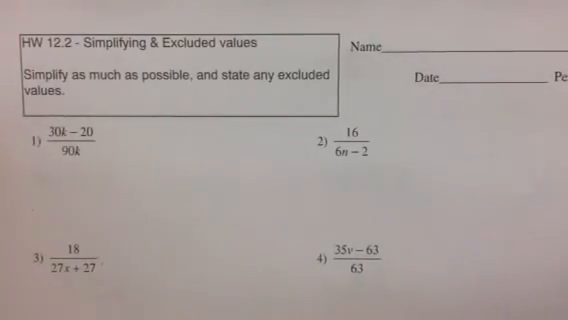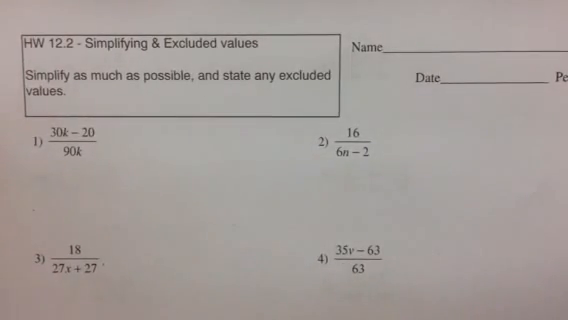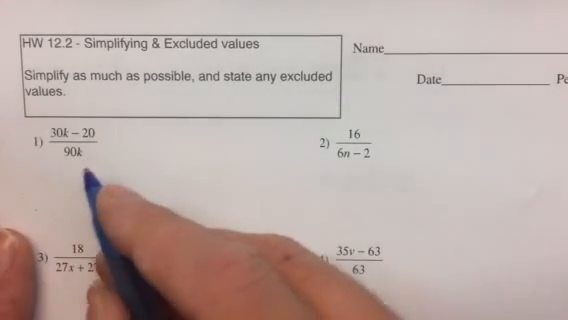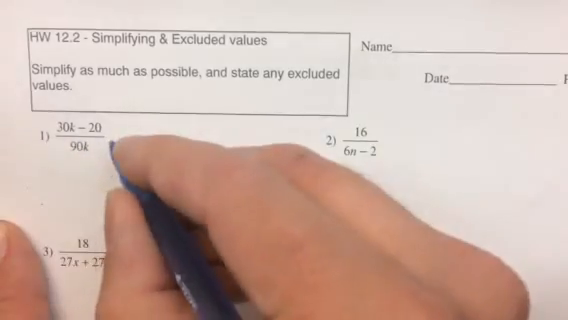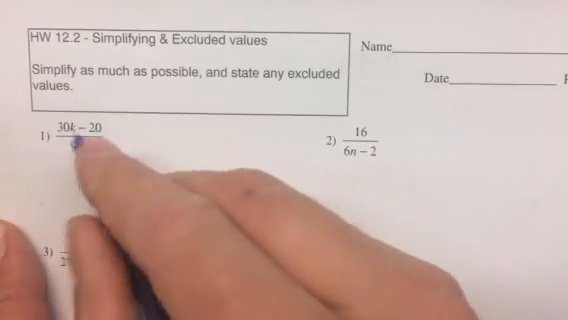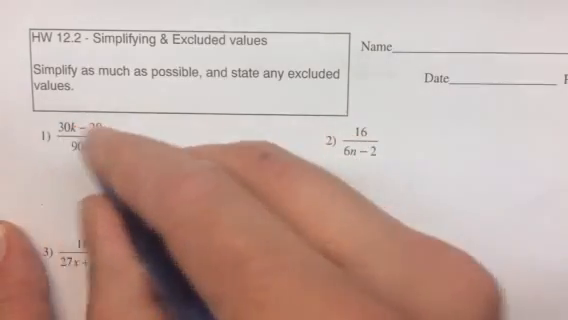All right, in homework 12.2, we are simplifying and stating excluded values. I'll do a couple of these. The first, I guess I'll do number one. We have a linear term divided by a linear term, and when they're linear terms, if there's a binomial, we want to factor out any common factor.